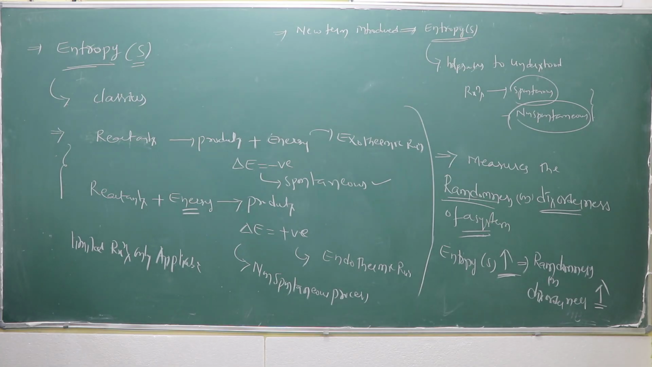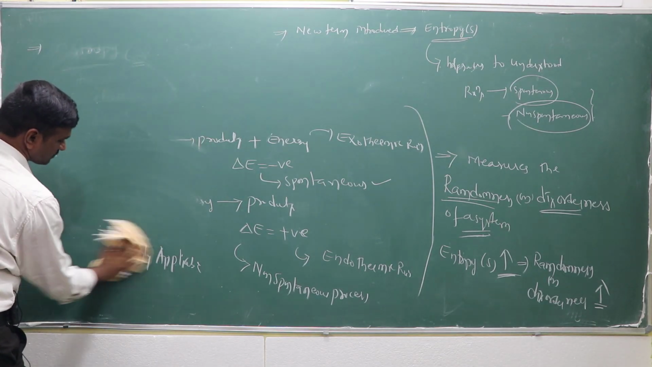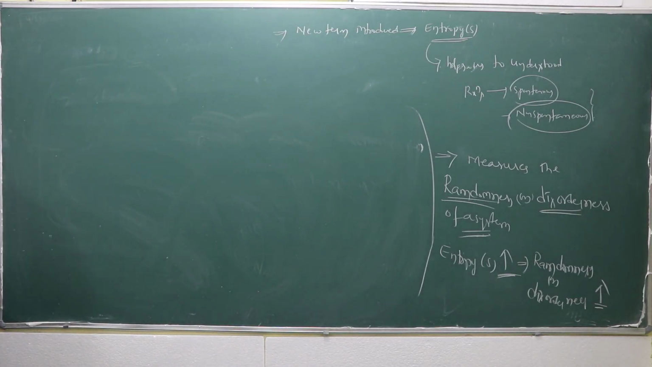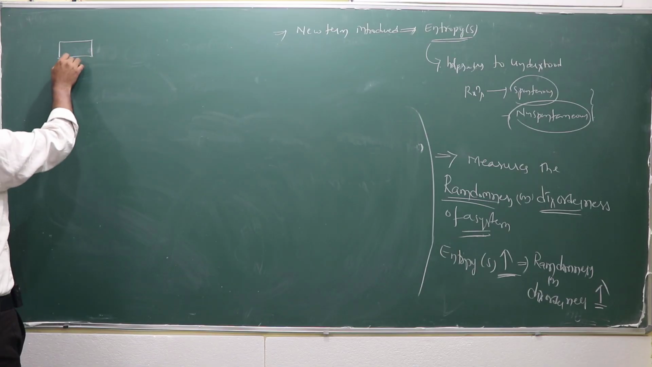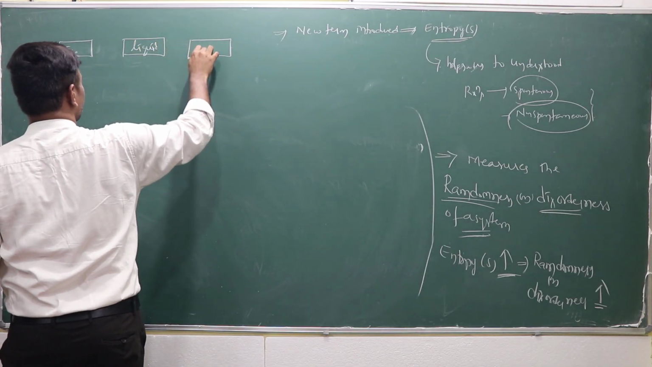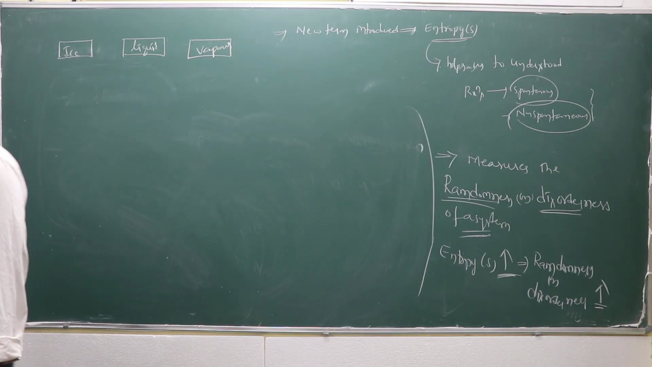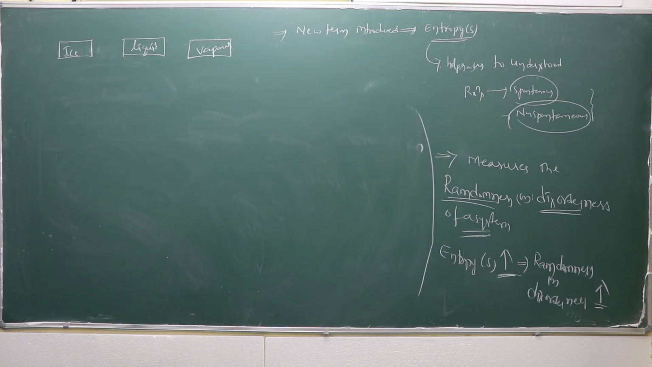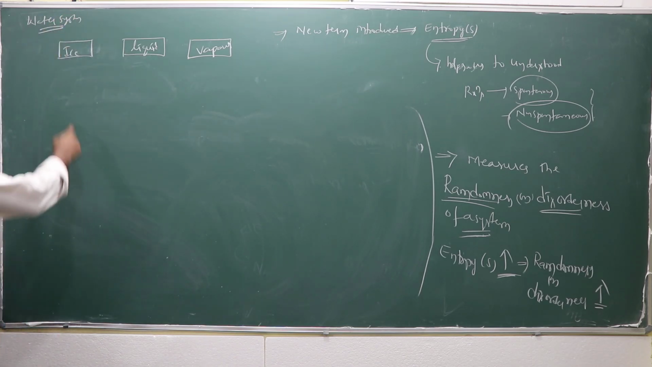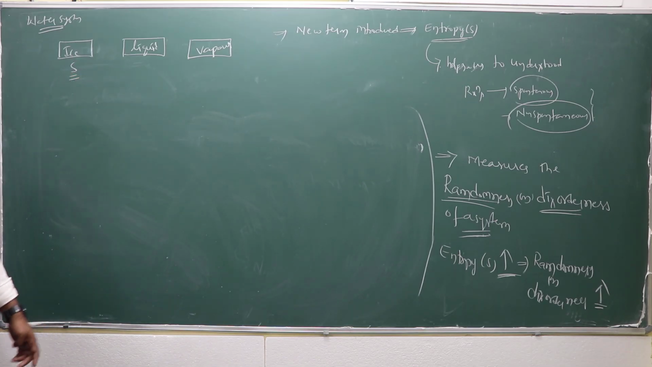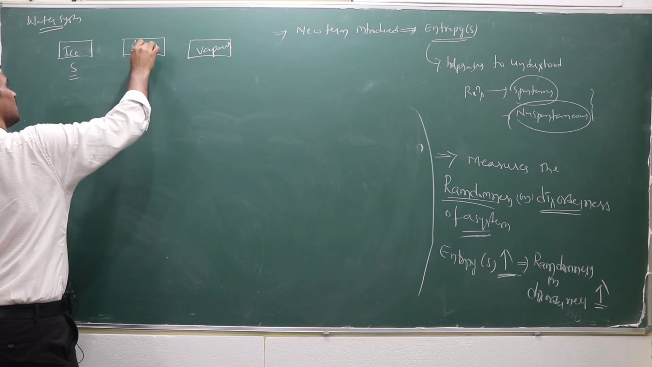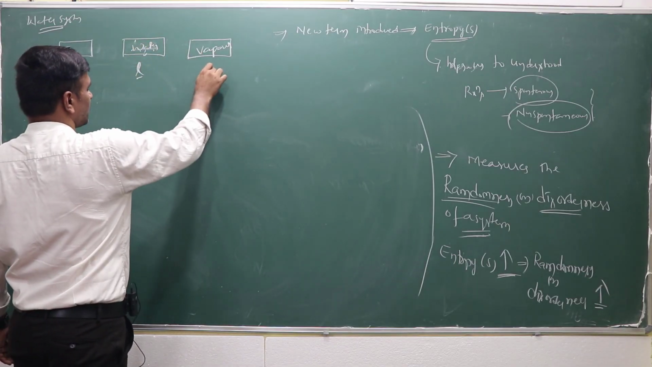For example, suppose we consider a water system in three forms: ice, liquid, and vapor. In this water system, ice means the solid form, water is the liquid form, and water vapor is the gaseous form.